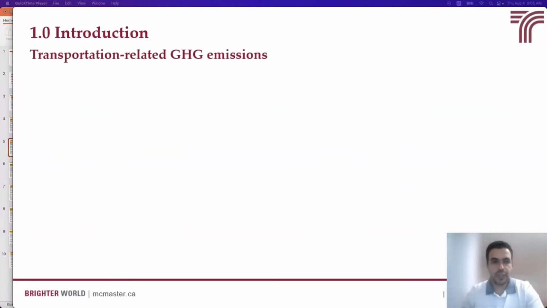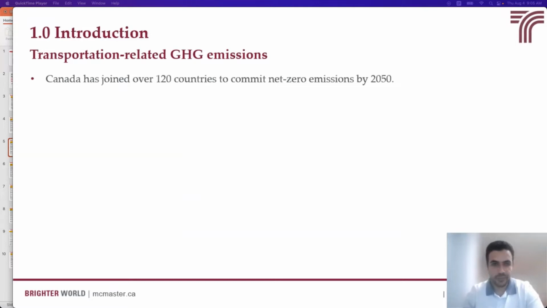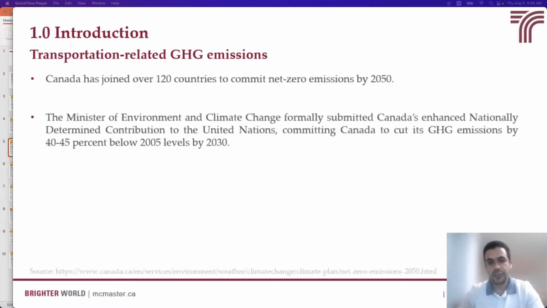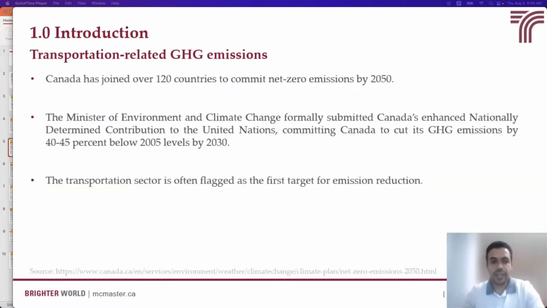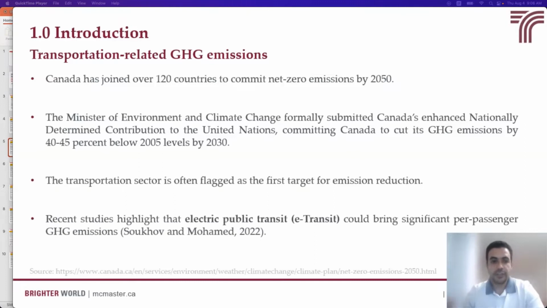In order to reduce the global greenhouse gas emissions, Canada has joined other countries to commit to net zero emissions by 2050. And for a short-term target, Canada commits to cut its greenhouse gas emissions by 40 to 45% below 2005 levels by 2030. Motivated by the high share of the transportation sector's greenhouse gas emissions, it is often flagged as the first target for emission reduction. The question now is how to reduce the transportation-related greenhouse gas emissions. The answer is electrification.